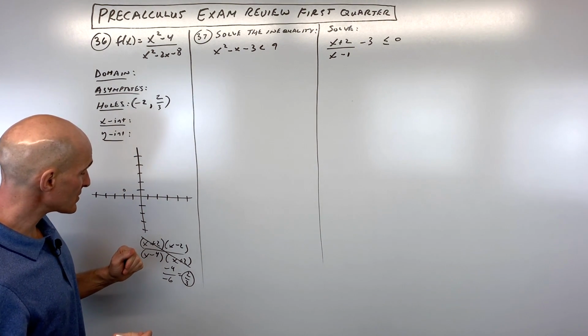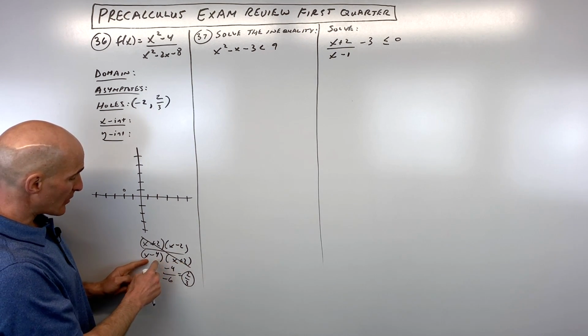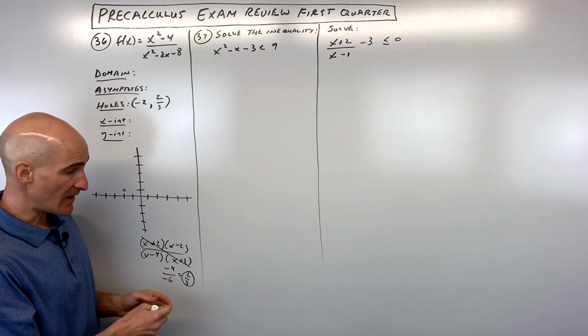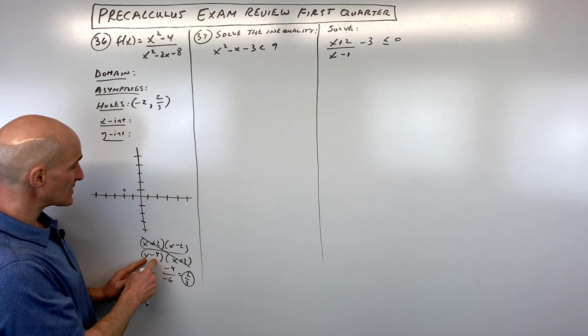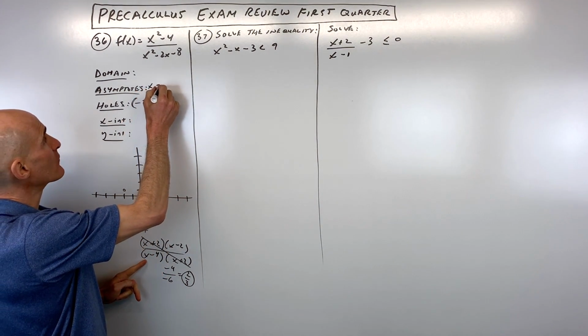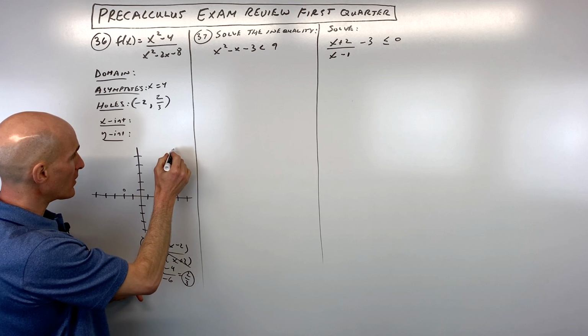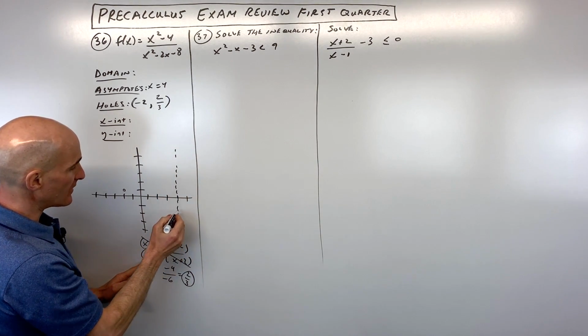So the asymptotes, first thing I would do is look at the denominator. You can see that the denominator can't be 0, that's undefined. So if we set x minus 4 equal to 0, we get x equals 4. That's our vertical asymptote, 1, 2, 3, 4, and we can draw that as a dashed or dotted line at 4.